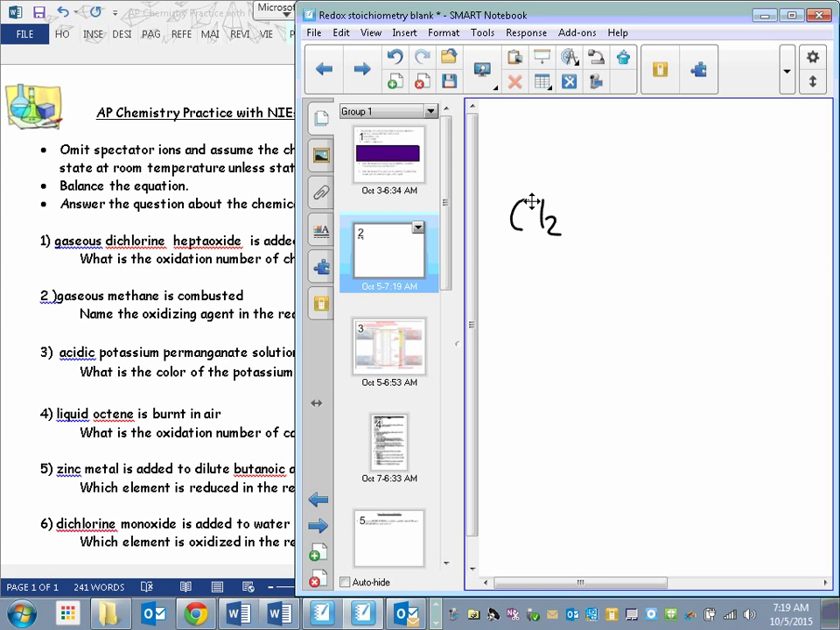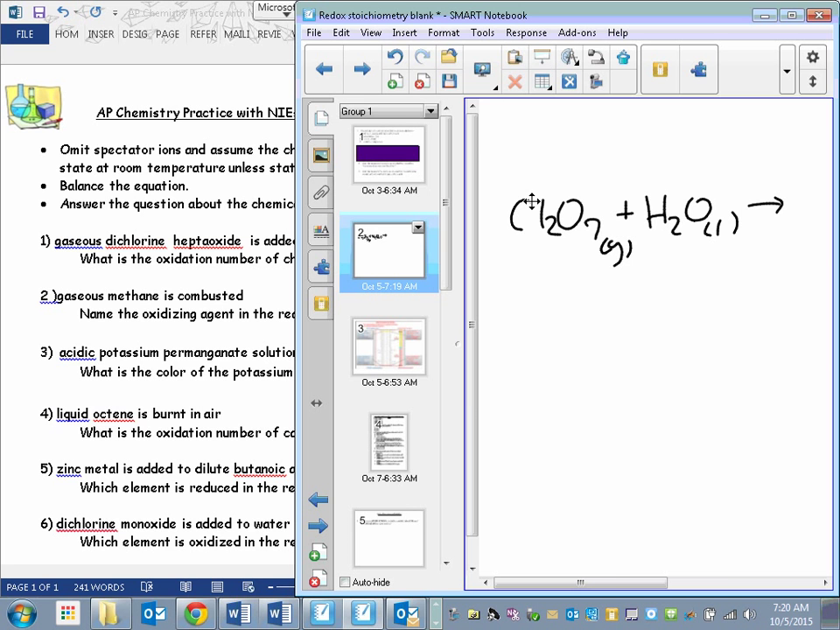Cl2O7. It's added to water, and that's gaseous. Okay, I'm going to force you to write your states, because you guys can't write your states, which actually limits you from getting your NIEs right, like on your Unit 2 test. If you see gaseous, put gas there so you know you don't ionize it. If it's liquid water, it's pure liquid water. Don't ionize it.